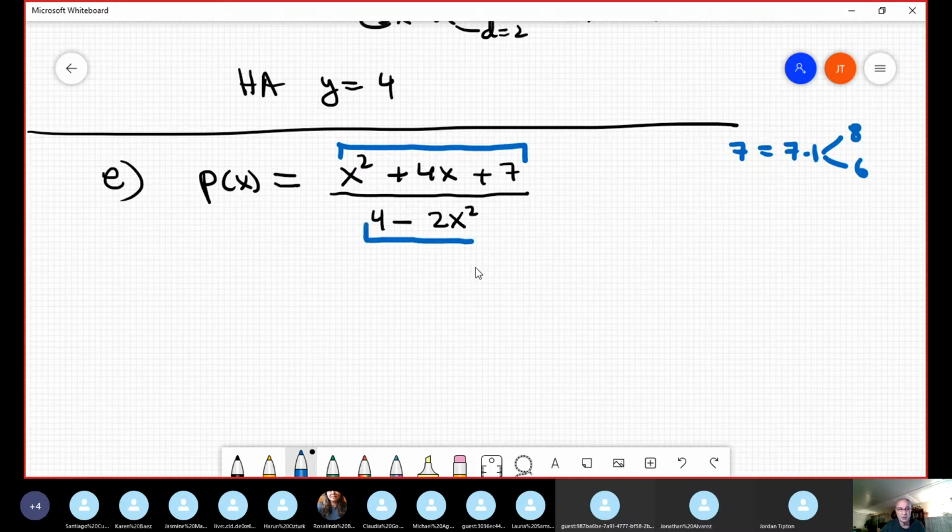However, this part, yes. This part is the difference of squares. The square root of this guy is 2. And the square root of this, no, wait a sec.